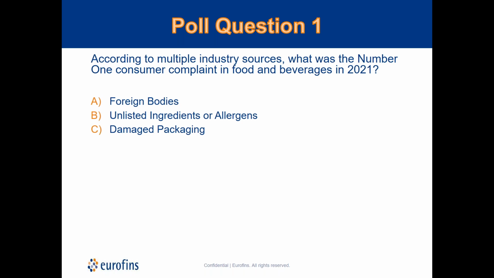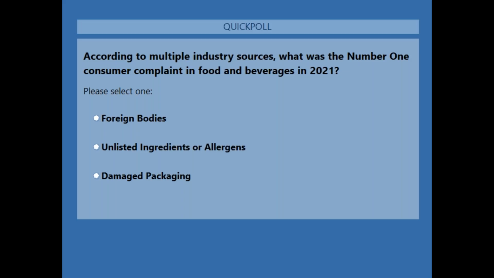So here's our first poll question. So Caitlin, I'm going to let you tell me when to put the answer up. But according to multiple industry sources, what was the number one consumer complaint in food and beverages in 2021? You've got 3 options, A, B, and C.